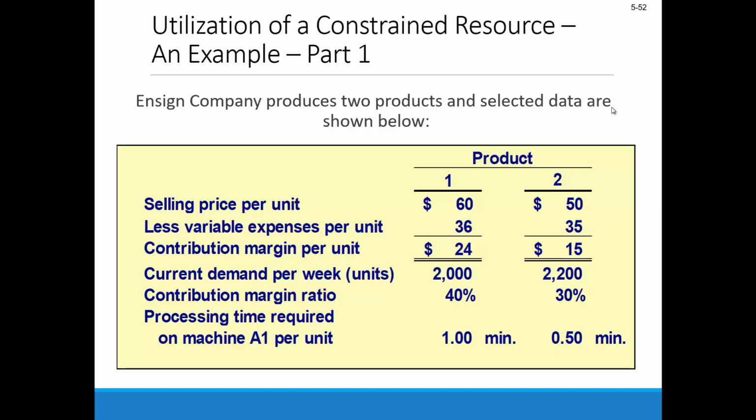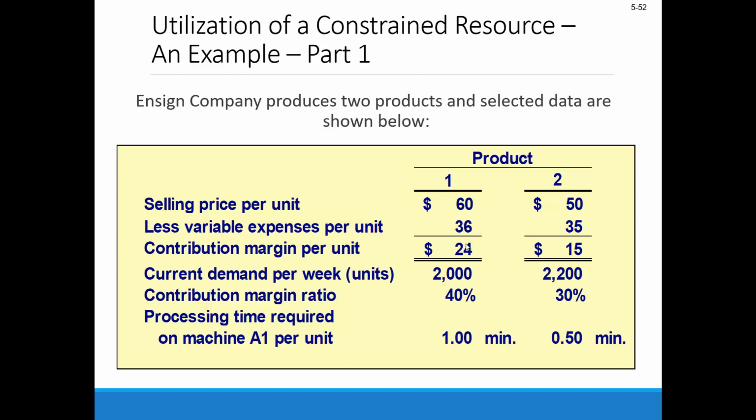So let's look at an example here. Ensign Company makes two products, and here's some data shown below for both those products. Product 1 and Product 2, which sell for $60 and $50 respectively. Product 1 has variable cost per unit of $36, Product 2 $35. So on a per unit of product basis, Product 1 has a CM of $24, Product 2 has a CM of $15. So right there we'd say, well, Product 1 so far looks like the most profitable of the two products.